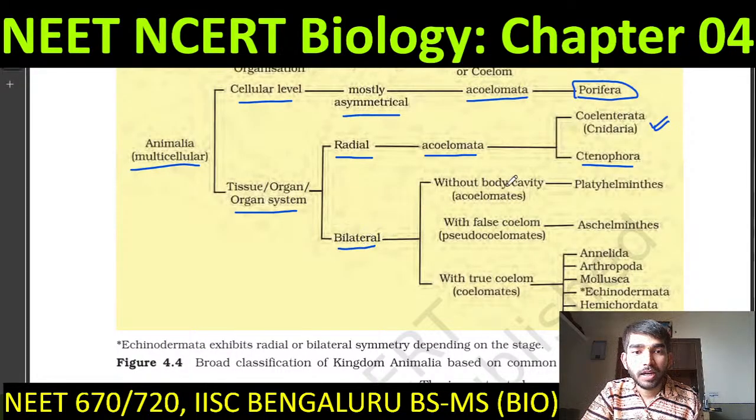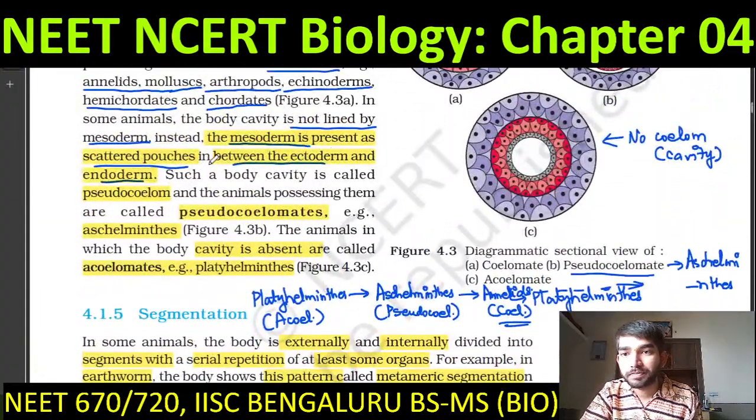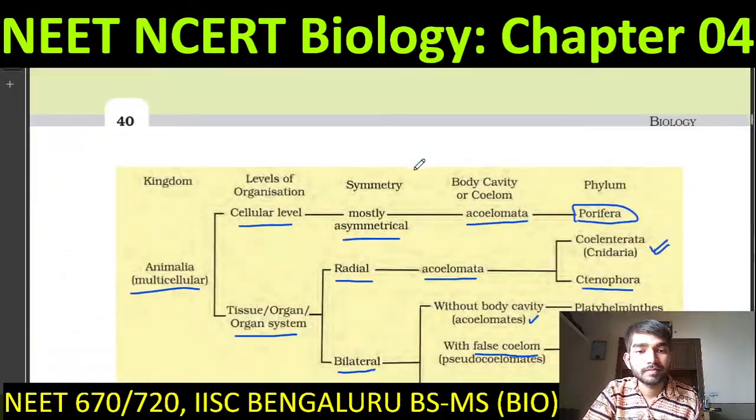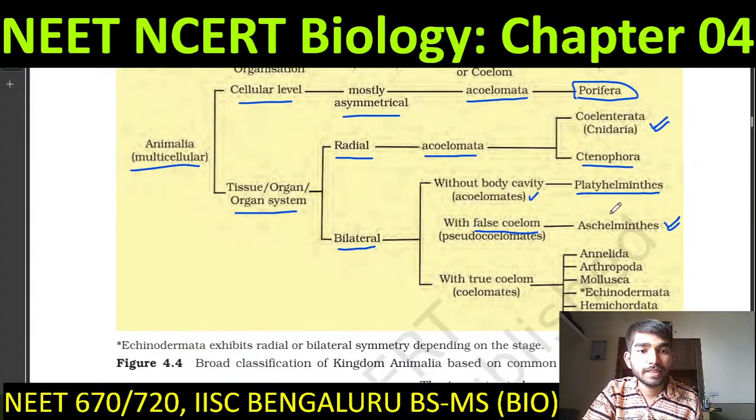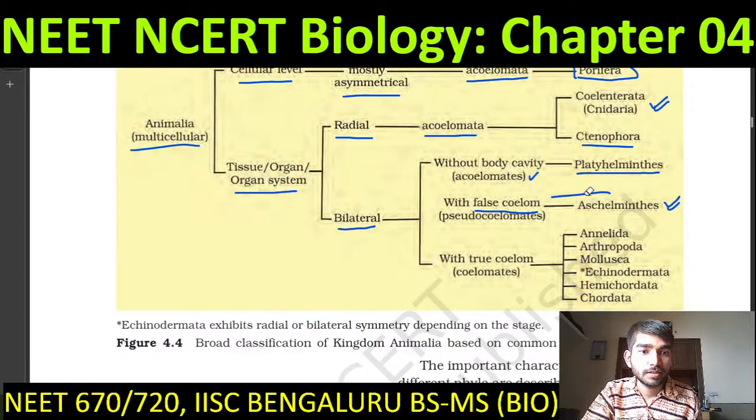Then comes bilateral symmetry. If you look at this, there are three different kinds of body cavity present. It can be either acoelomate, so example is Platyhelminthes, or false coelom, pseudocoelomate, so Aschelminthes. The term which is used here is pouch or scattered pouch of mesoderm. You should remember this term, which is between the ectoderm and the endoderm. So this is seen in Aschelminthes, like Ascaris. You can remember the example here.